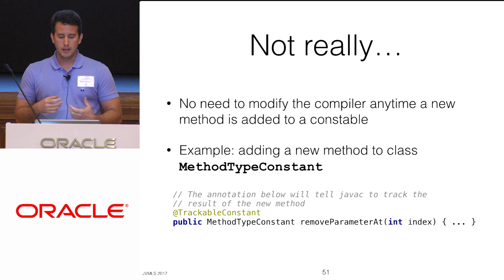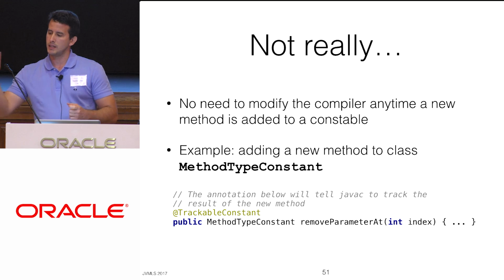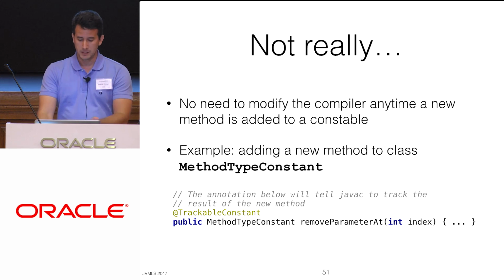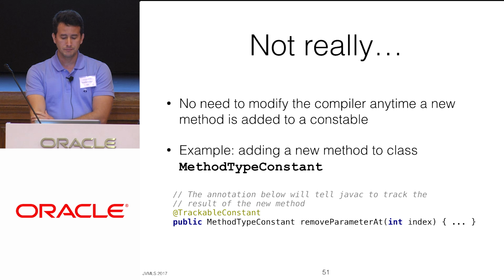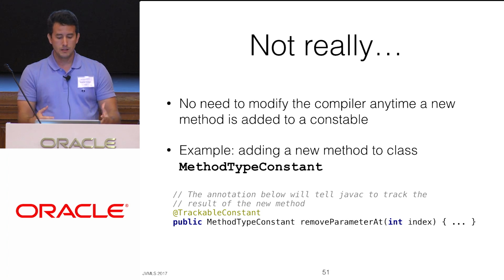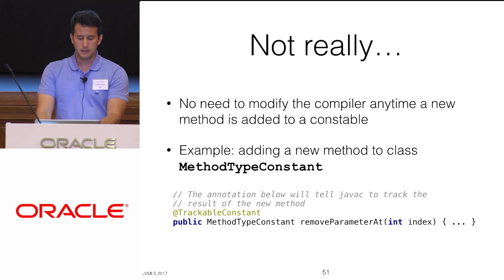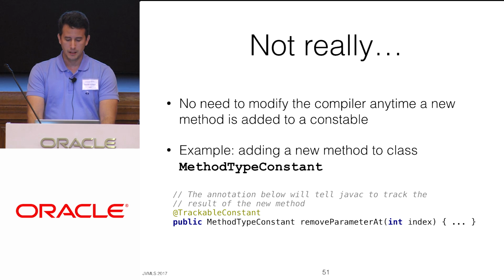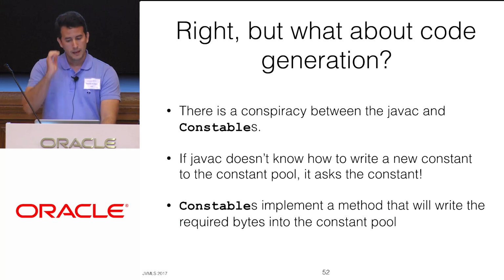Using the annotation, you can inform the compiler, please track the result of this method and make sure that any argument to this method is actually a constant expression. For example, this method doesn't exist in the API. It's something I made up, but just adding this interface and API and adding the trackable constant annotation will be enough for it to work, without adding any other modification to the compiler.